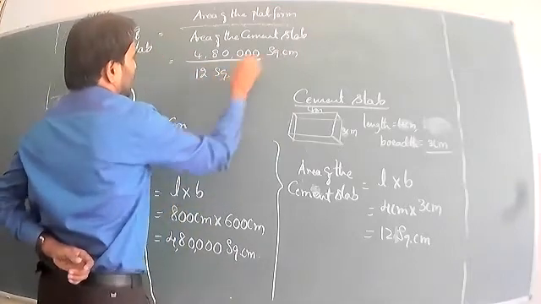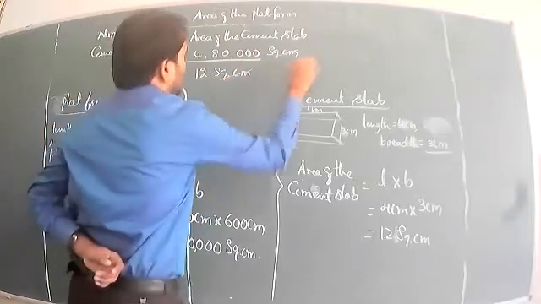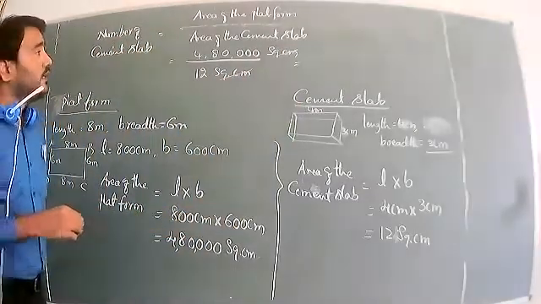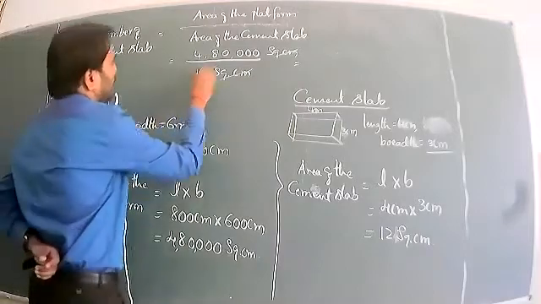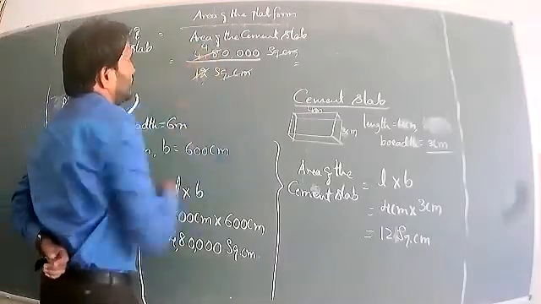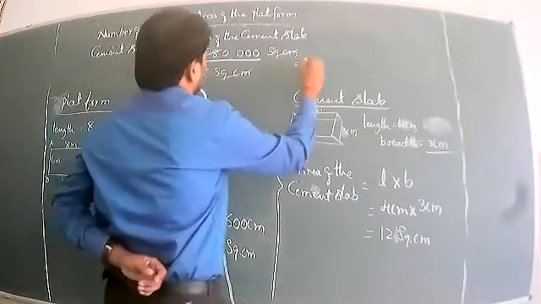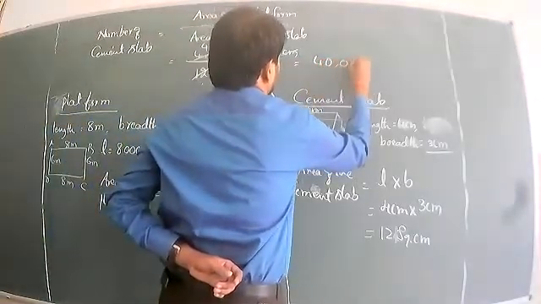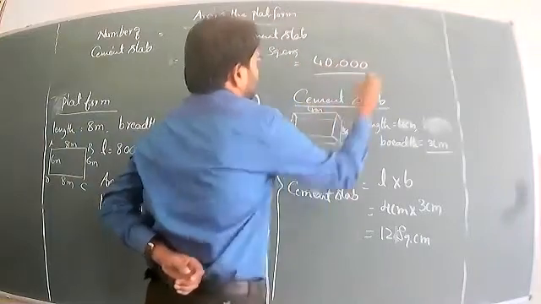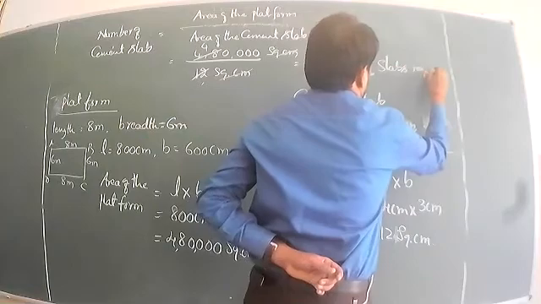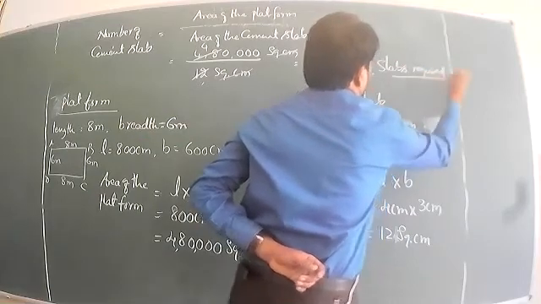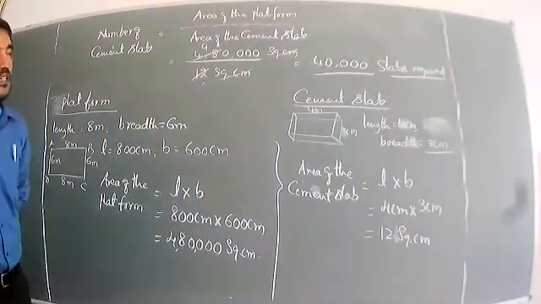The square centimeters cancel. Then how many cement slabs? 12 fours are 48. So 40,000 cement slabs are required. This is the answer.